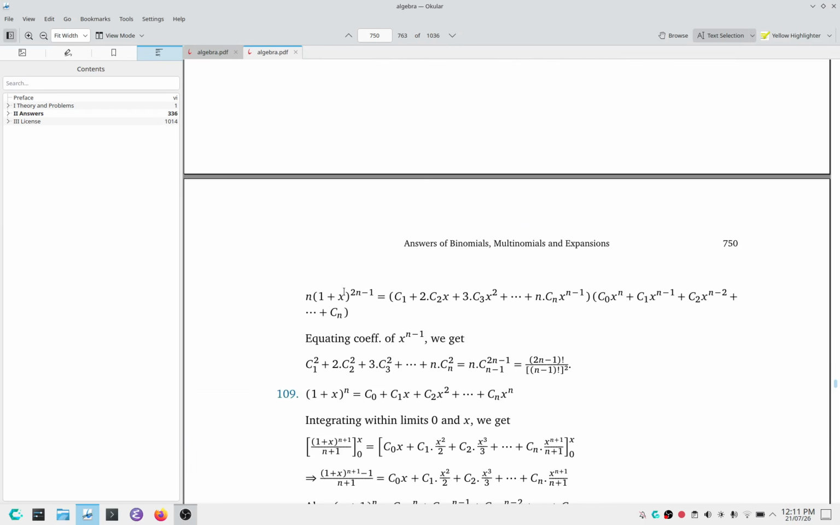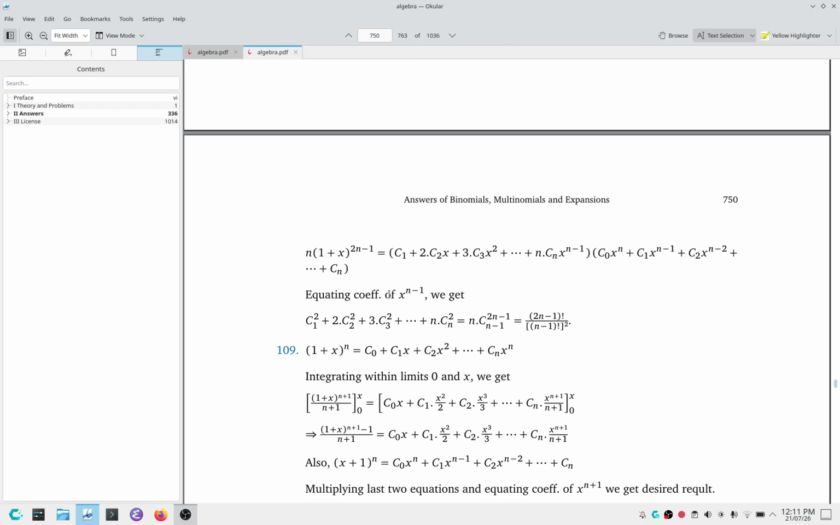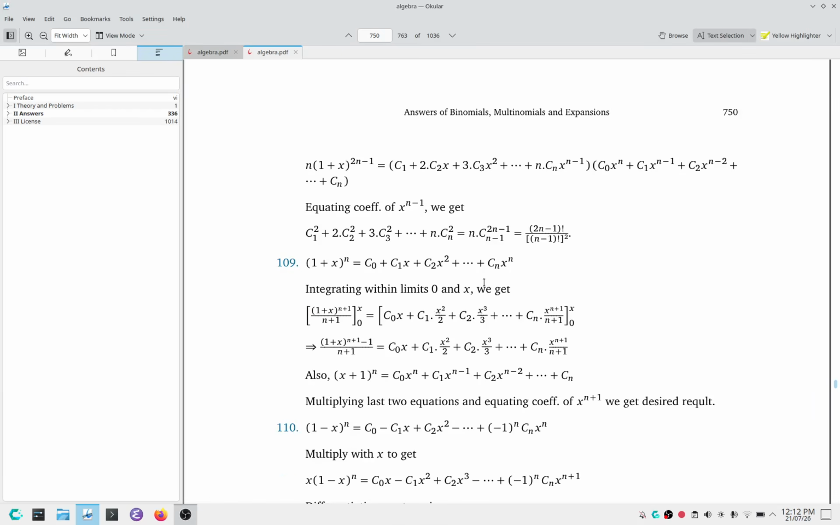We multiply both the equations to get n times (1 plus x) to the power 2n minus 1, and this is that series both multiplied. We equate the coefficient of x to the power n minus 1, and we have c1 square plus 2 c2 square plus 3 c3 square, and so on, and we find the coefficient of x to the power n minus 1 in this, which is equal to (2n minus 1) factorial upon ((n minus 1) factorial) square. So this one would be 2n minus 1 c n minus 1. So this n will cancel 1 n in the denominator.